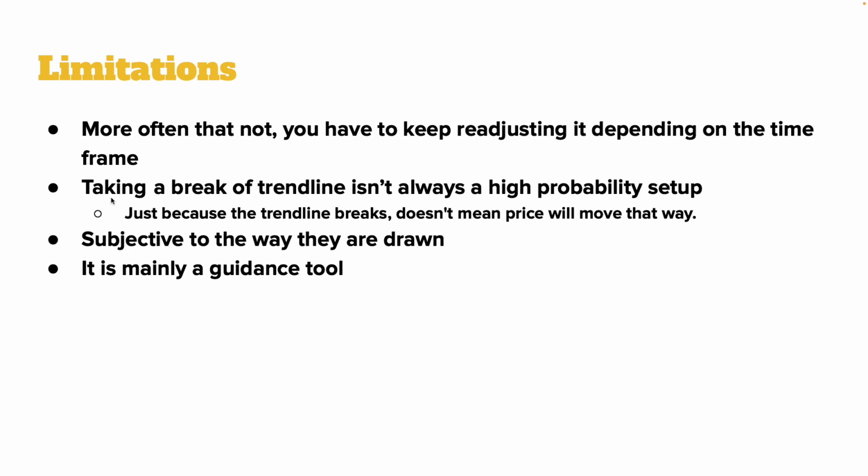So the reason is taking a break of a trend line isn't always a high probability setup, right? Just because the trend line breaks doesn't mean price will move that way, right? Just because the uptrend line breaks doesn't mean price will have to drop lower. Or just because a downtrend line breaks doesn't mean price has to push higher. And we'll go over that just in a second, right? You're probably thinking, so why not? And we're gonna go over exactly why that doesn't occur.